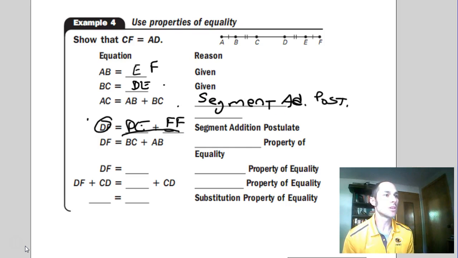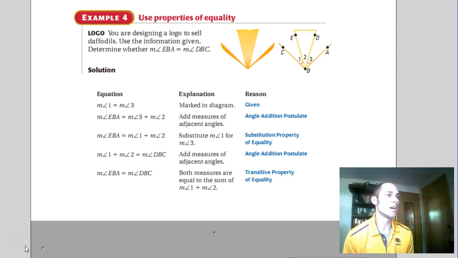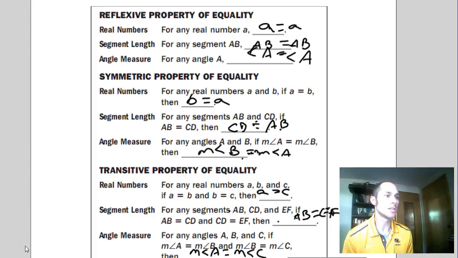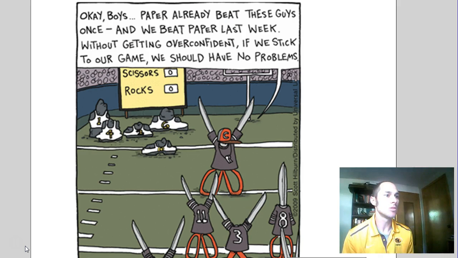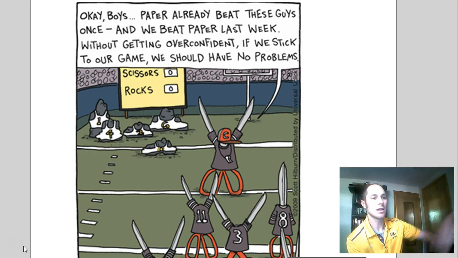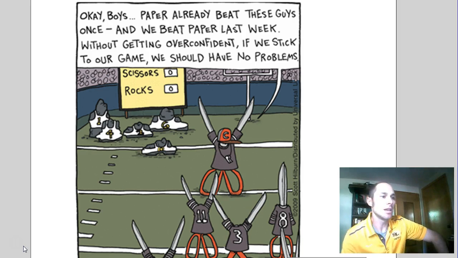So we took a look at different properties that can help us as we begin to prove things. We took a look at the reflexive, symmetric, and transitive properties. We'll use those in our proofs. And we also took a look at some of the different postulates that dealt with lines, points, and planes. You'll do some practice with that in your practice problems and start to develop the proof as we go through the year.